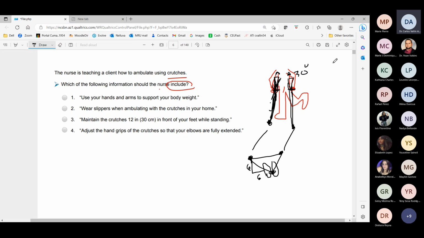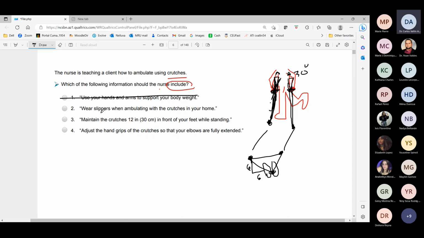So once we make this review of crutches, let's see what the questions say. Use your hands and arms to support your body weight. Yes, okay, it is. If you use your hands to grab, it is because you are going to be using your arms and hands to help support the body weight, because the legs that usually support the body weight are having a problem.